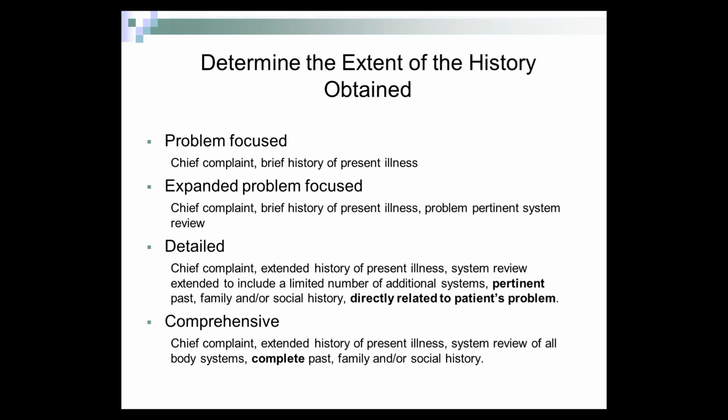A detailed history is a chief complaint, extended history of present illness, a system review extended to include a limited number of additional systems and pertinent past family and/or social history directly related to the patient's current problem. A comprehensive history is the chief complaint, extended history of present illness, system review of all body systems, complete past family and/or social history.